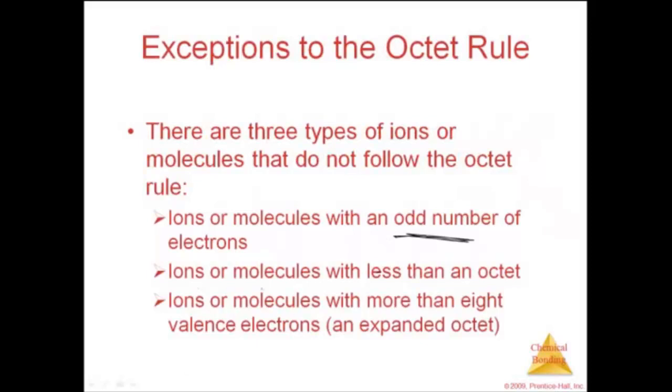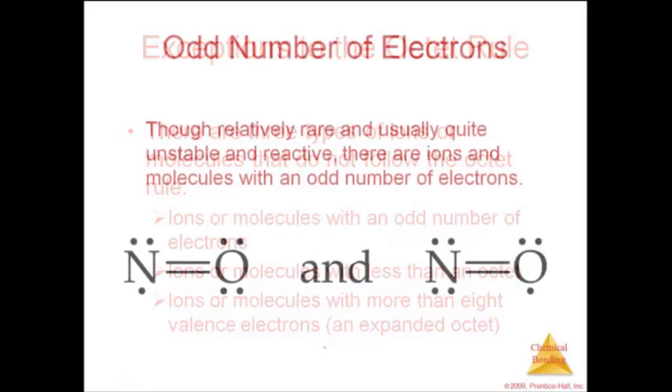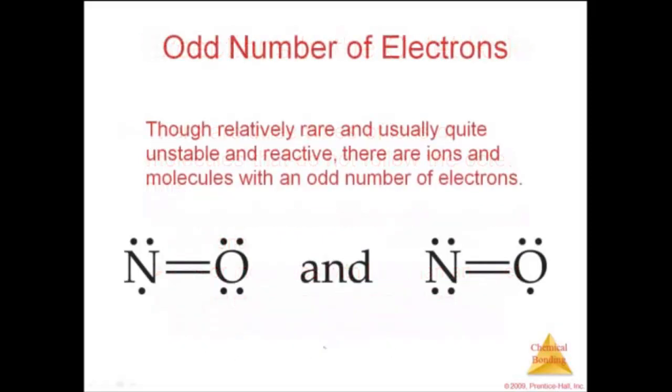Another is ions or molecules with less than a full octet, and the third is ions or molecules with more than 8 valence electrons, an expanded octet around the central atom. Let's take a look at them one at a time. So these are rare, odd numbers of electrons. Here I have nitrogen monoxide, and it ends up with an odd number of electrons. Very rare, very unstable. Don't get asked much about this on the AP test.